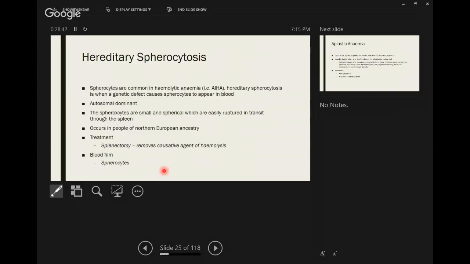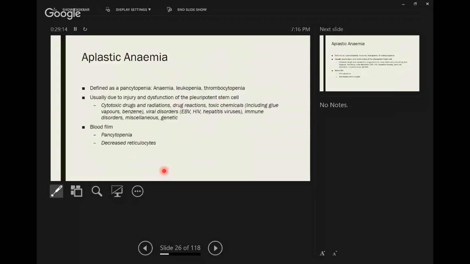Hereditary spherocytosis, so spherocytes are common in autoimmune haemolytic anemia. But hereditary spherocytosis is when a genetic defect causes them to appear in the blood. It's an autosomal dominant condition, and the spherocytes, sorry about the spelling, they're small and spherical, and they're easily ruptured in transit through the spleen. It's more common in people of Northern European ancestry, and the treatment is a splenectomy, so you remove the causative agents of the hemolysis. On the blood film, you see spherocytes because it's hereditary spherocytosis.